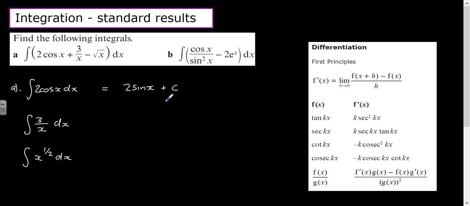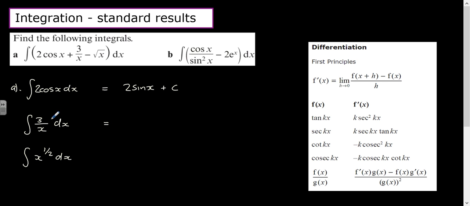Now, the great thing about integration is we can check our answers, because when you're confident with differentiation, you can differentiate this and check that you get what you expected. So we differentiate 2 sin x, we get 2 cos x. Now, there is a little bit more going on here, which I'll get into in the next slide. But for now, we want to be able to integrate these ones on sight.